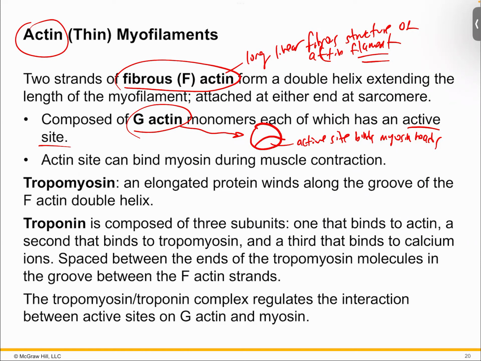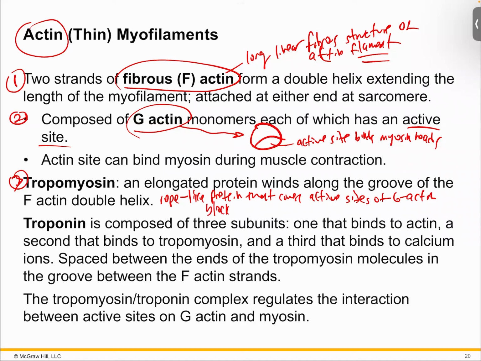However, there's more to this actin thin filament than just the actin. Also wound into this structure is another protein. So you have F-actin, G-actin, and then you have tropomyosin. Tropomyosin is a long, rope-like molecule. And its job is to cover the active sites of G-actin. And when it does so, it blocks the myosin head binding.